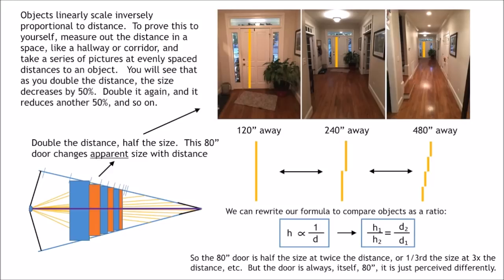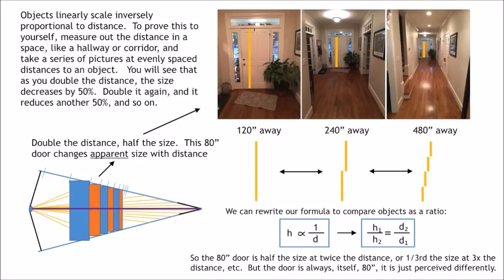This 80-inch door changes apparent size with distance. It gets bigger as it's closer, and it's smaller as it gets further away. So at 120 inches away, it's a certain size within our visual field. At 240 inches away, it's half the size, and it halves again at 480 inches away. Again, we can rewrite our formula to compare objects as a ratio. So with our height inversely proportional to the distance, we can rewrite as height 1 over height 2 is equal to distance 2 over distance 1.